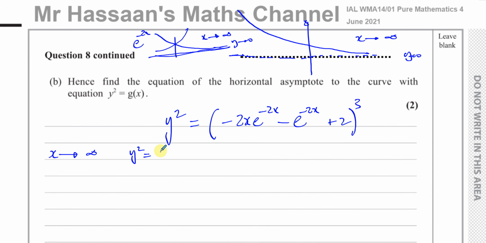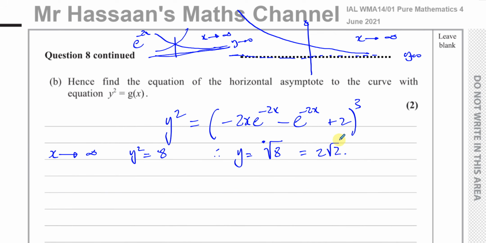So we say y squared is equal to 8. Therefore, y is equal to the square root of 8. The square root of 8, which is equal to 2 root 2. This is root 4 times root 2, which is 2 root 2.